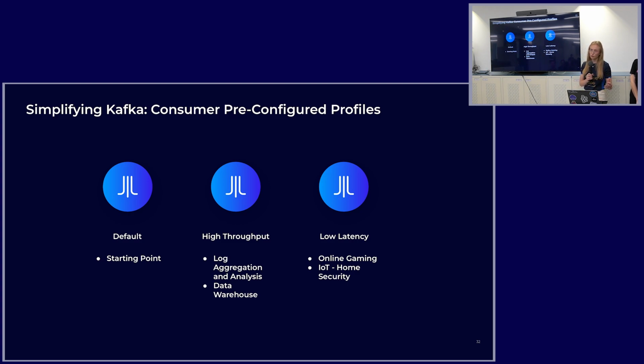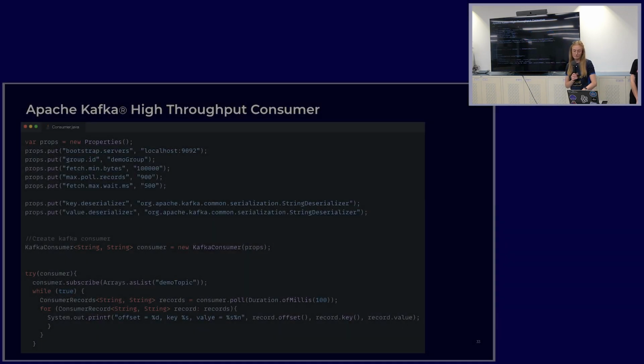That's where if you want to just consume quickly, that's great. We have our high throughput and our low latency. So high throughput is for log aggregation and data analysis. Then we've got online gaming and IoT for low latency.